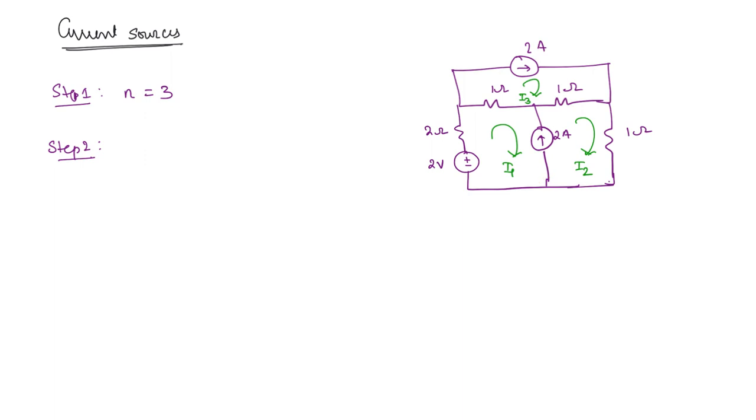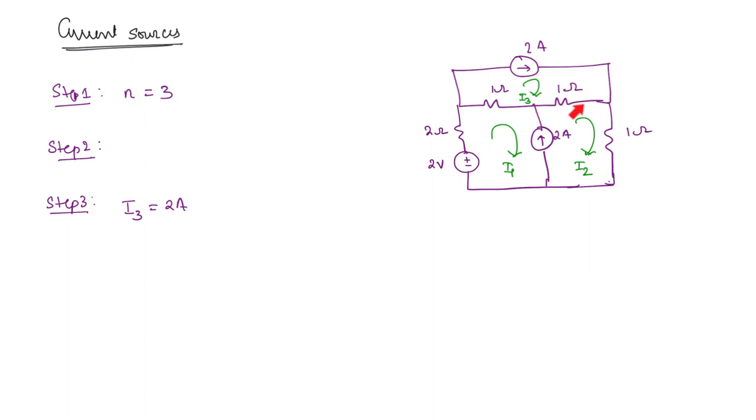In this mesh, the current source is associated with two meshes, 1 and 2. So in both the cases, how is it going to be different? Step 3 is to write the KVL equations. You can see that I3 mesh current is simply equal to 2 amperes, because in this mesh I3 is flowing. In this resistor, what will be the current?